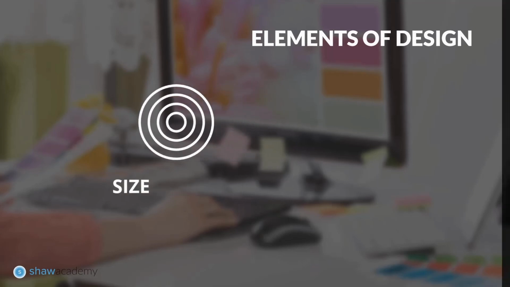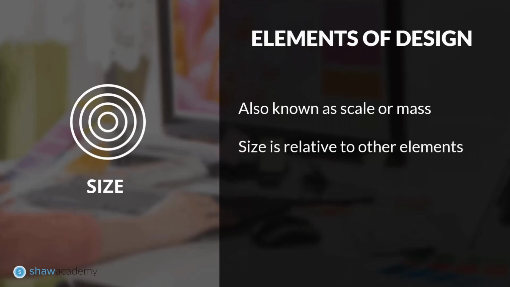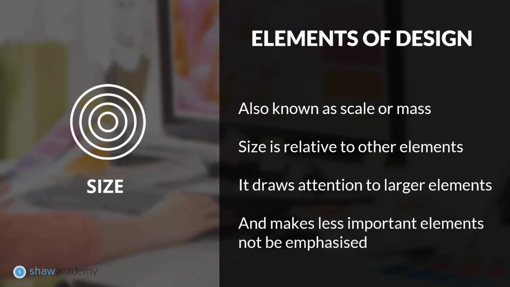The next element is size, also known as scale or mass. Size is relative with regards to other elements and the proximity of those elements. Size is important in that it draws attention to larger elements on a page and thus plays a significant role when it comes to creating emphasis as well as hierarchy.